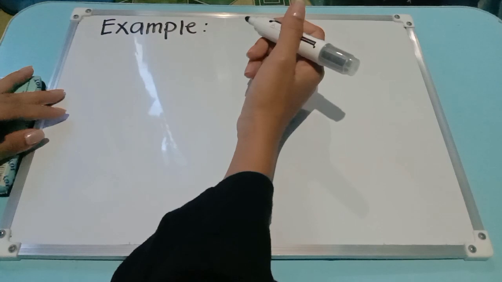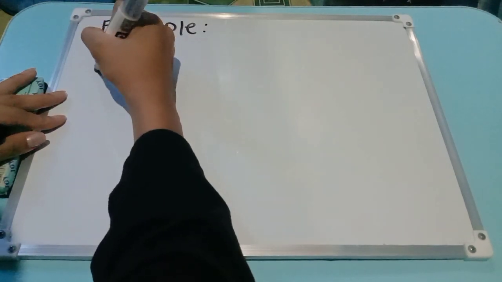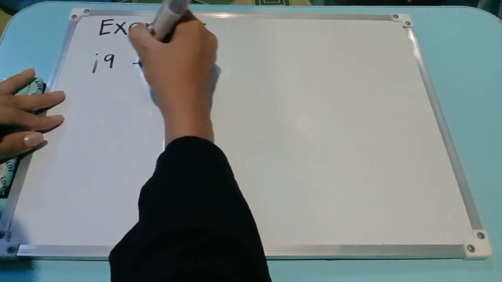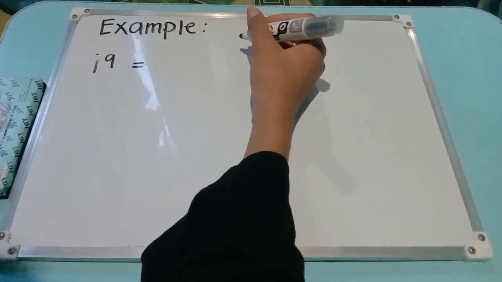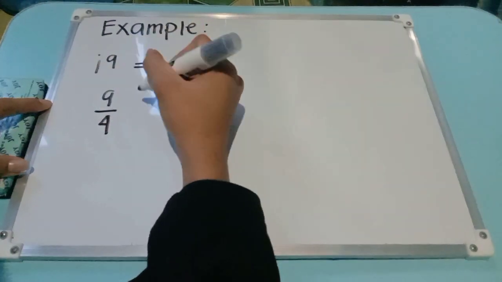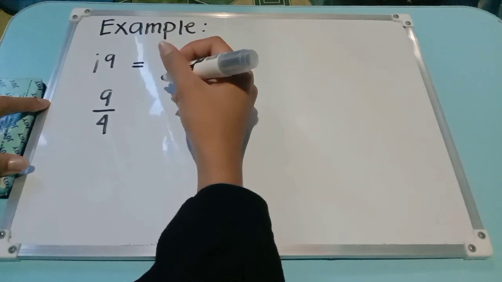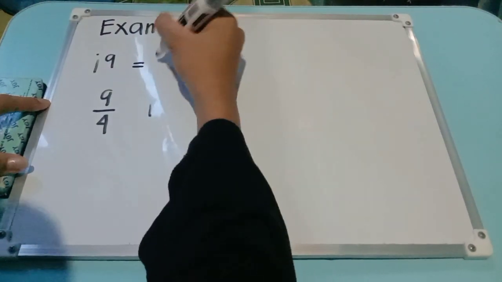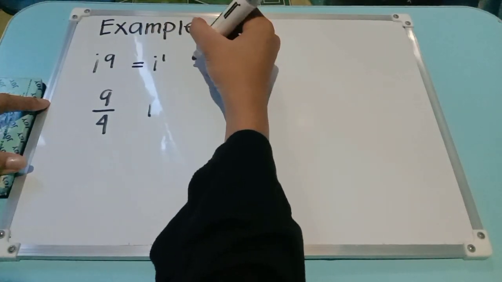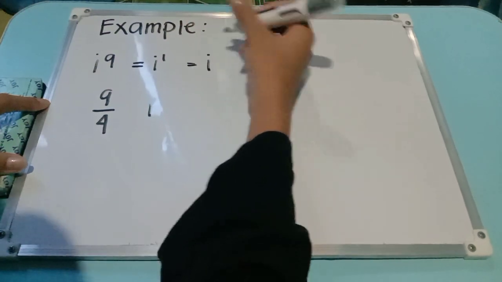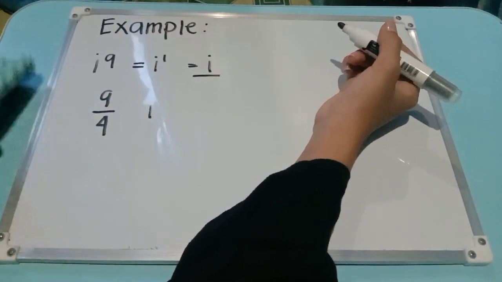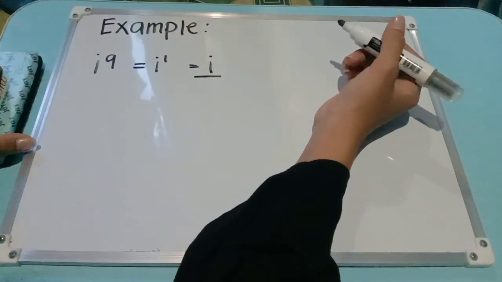So here, example number 1 is i raised to 9. So we will figure out what value i raised to 9 has. So 9 divided by 4 has a remainder of 1. So i raised to 1. So the value of i raised to 1 is i. So the answer of i raised to 9 is i. So next example.